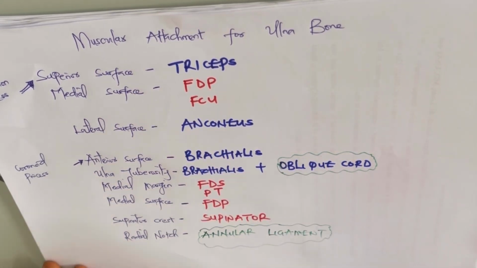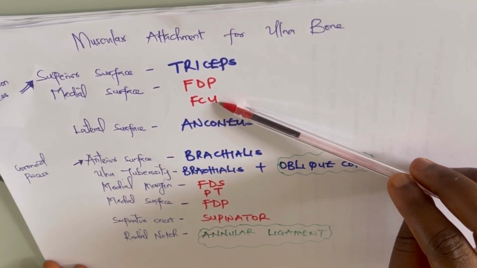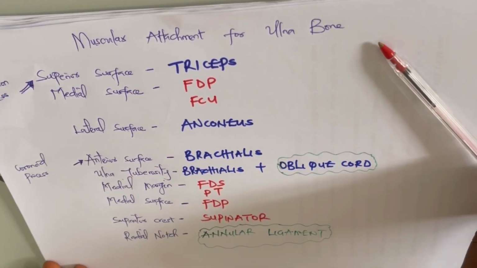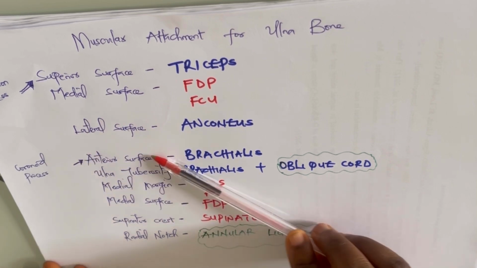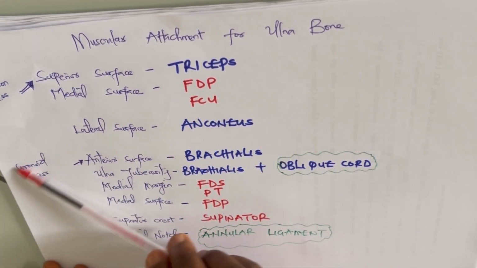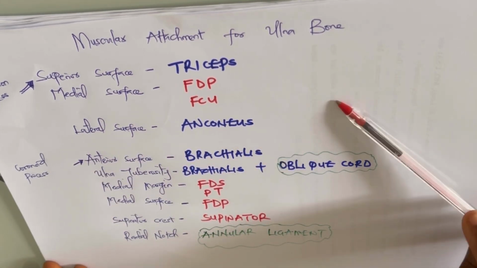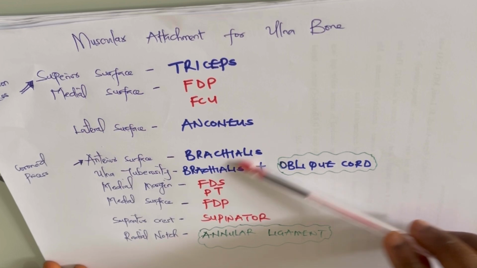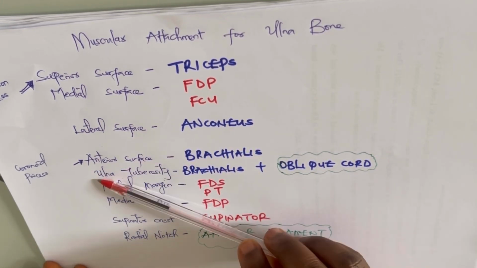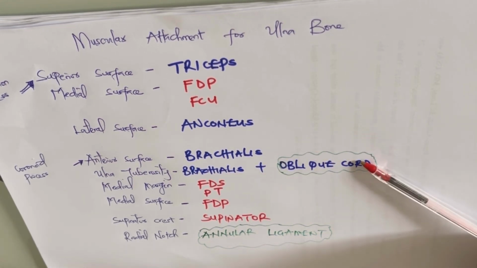At the medial surface, the flexor digitorum profundus and the flexor carpi ulnaris originate from the medial surface of the olecranon process. Then on the lateral surface, the anconeus muscle is inserting there. On the coronoid process, at the anterior surface, the brachialis muscle inserts there. Then this brachialis muscle, after inserting there, runs down to insert towards the ulnar tuberosity, and at that point, you will see the oblique cord.